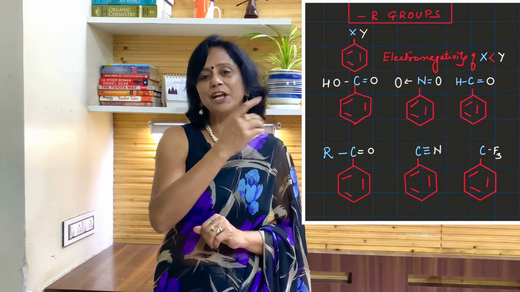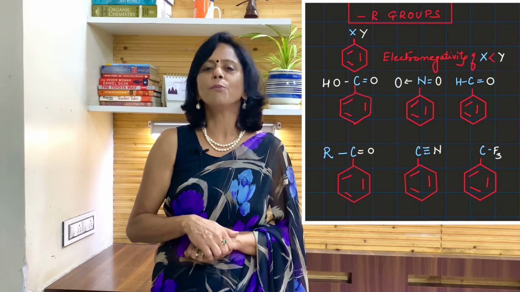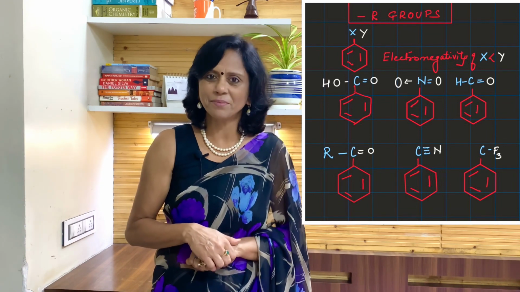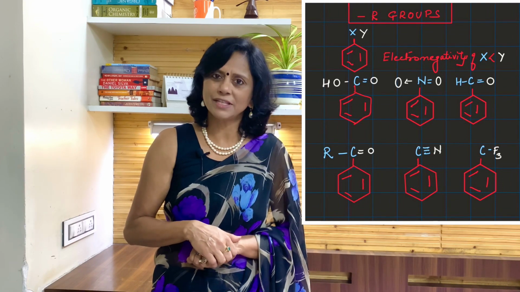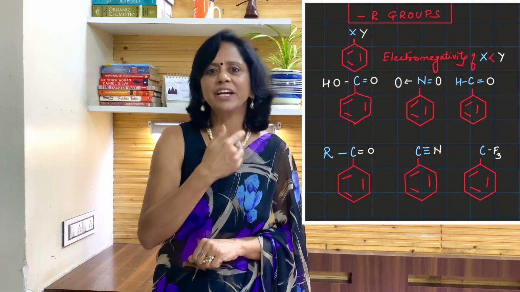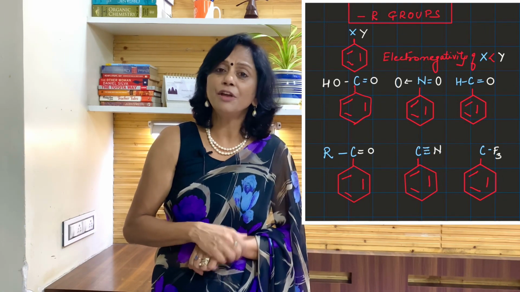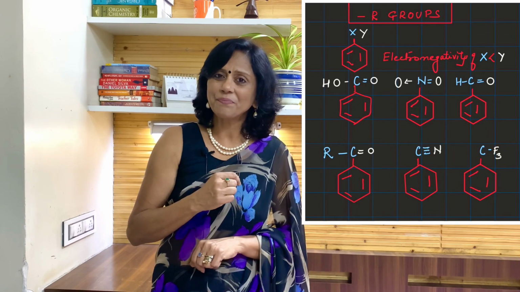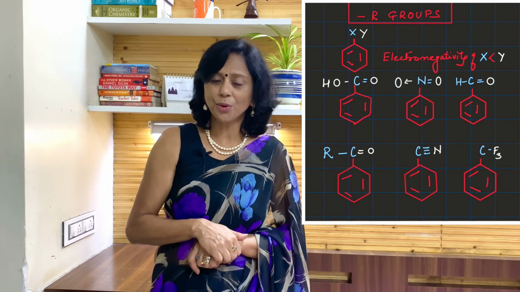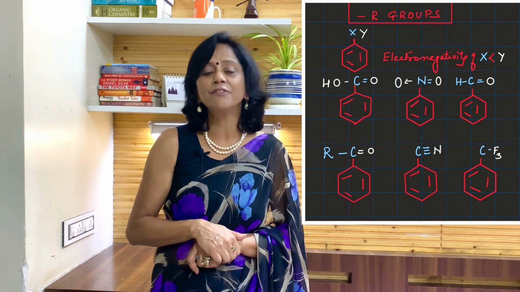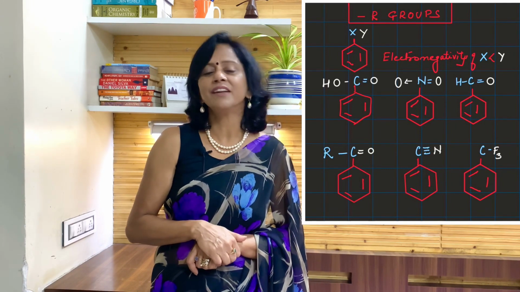If X is less electronegative than Y, it will start withdrawing electrons from the conjugated system. For example, COOH, carboxylic acid. In carboxylic acid, carbon is less electronegative than oxygen. Benzaldehyde: in benzaldehyde, if you look at CHO, C is less electronegative than O. If you look at nitro, N is less electronegative than O. Benzonitrile: carbon is less electronegative than nitrogen.